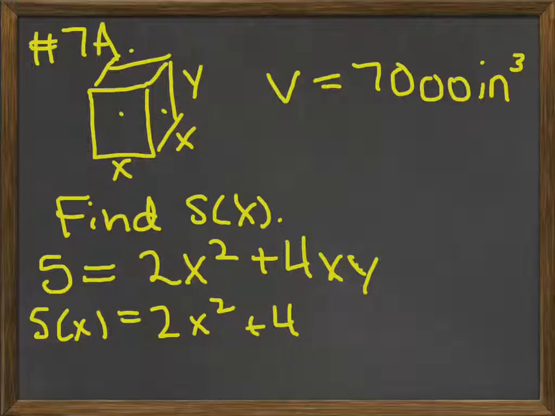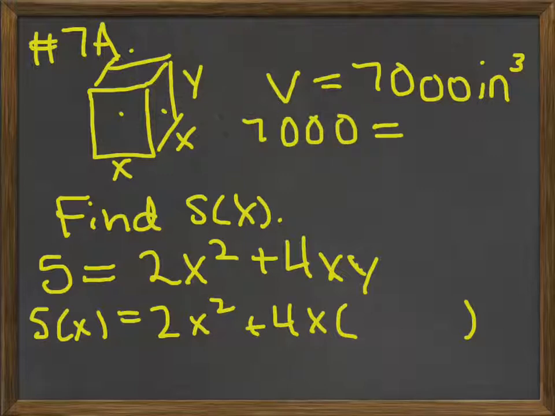So we need to use other information given to us in the problem to come up with an expression for the y, and that other information is the volume. They say that the volume is 7,000. The volume is also the length times the width times the height.